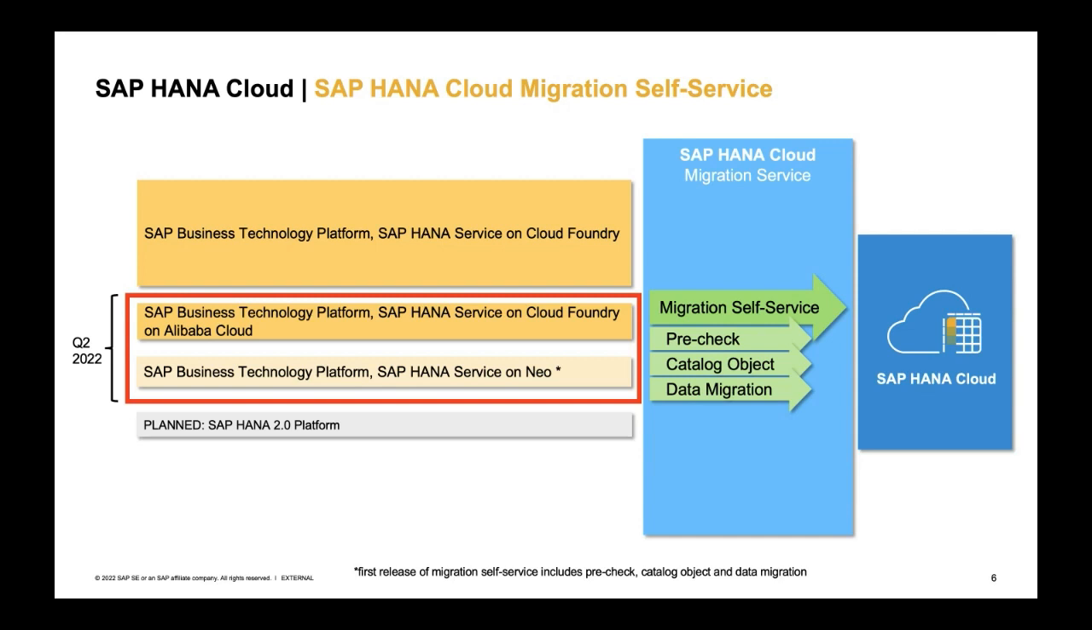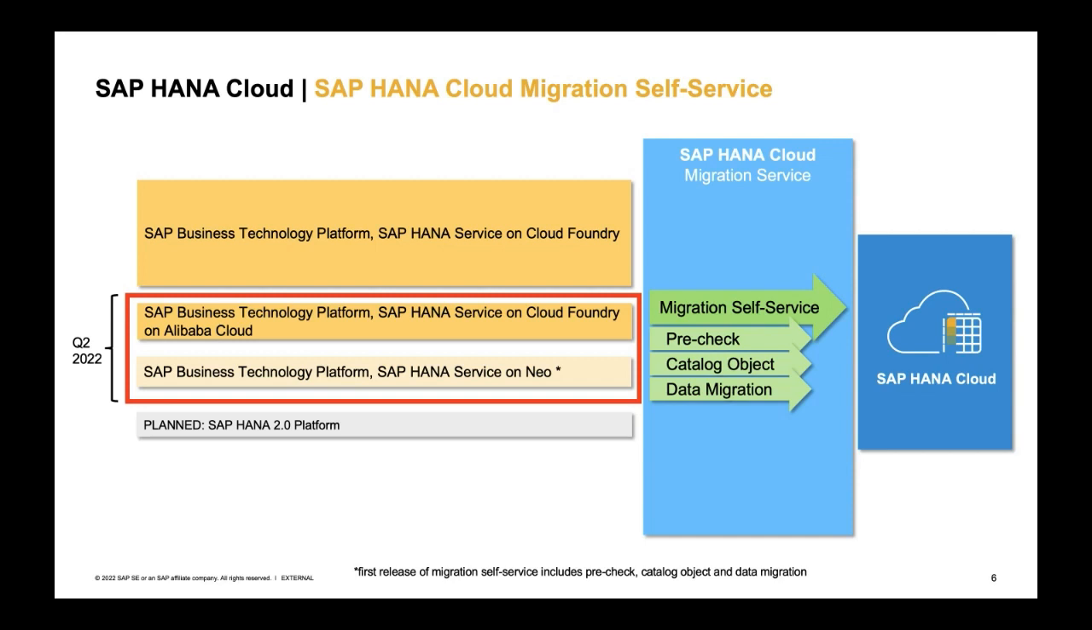And the second key capability is catalog object. It is basically about migrating the database catalog from the source HANA to the target HANA Cloud database. The catalog means anything that constructs our metadata. That is, what database objects are defined by customers and how these objects are defined within the database.